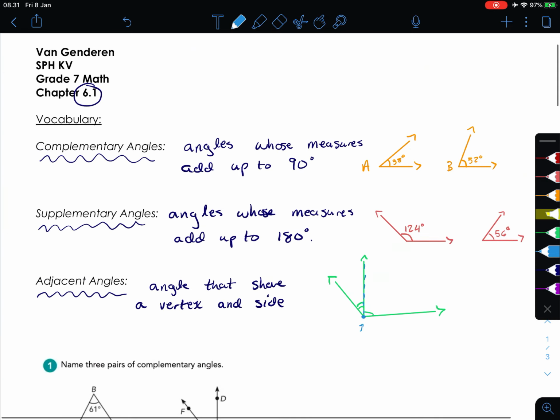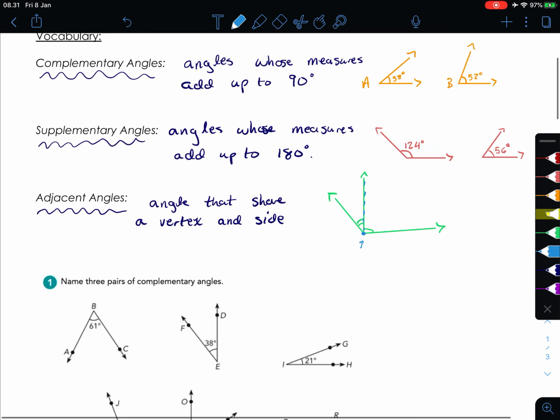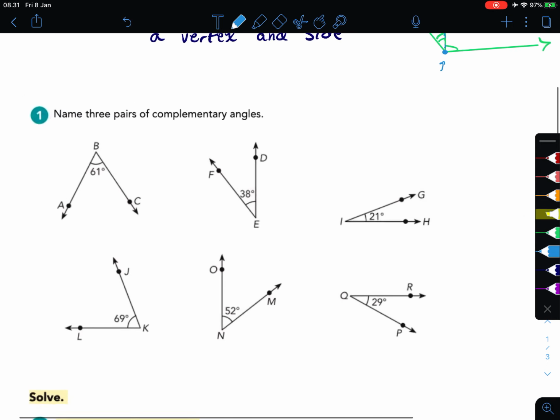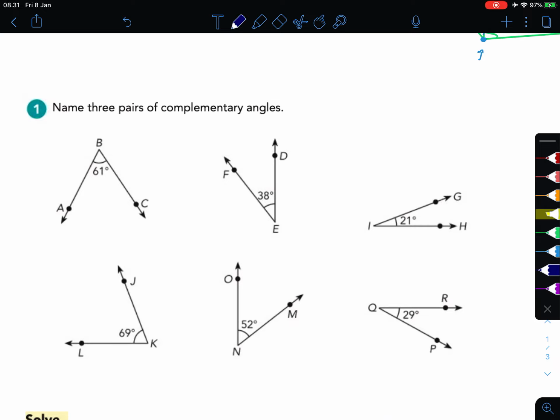So let's do a few examples with this new knowledge that we have. Name 3 pairs of complementary angles. I believe every angle here belongs to a pair. This guy here is 61 degrees. What would make a complement of 61 degrees? Whatever adds 61 to 90, that would be 29, and that's over here. So angle B and angle Q are complementary angles.